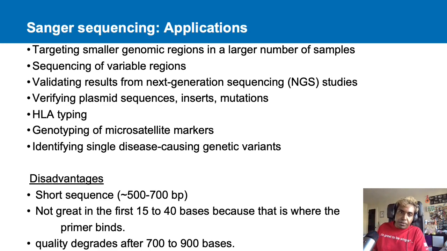So it's also not great for the first 15 to 40 bases. It's just because of where the primer usually binds. So what we usually see in the chromatogram is really noisy first 15 to 40 bases. And then you have pretty clean peaks, as I showed you. The quality also tends to degrade after 700 or 900 bases. I would not really take Sanger sequencing past 500 bases, to be really honest with you.